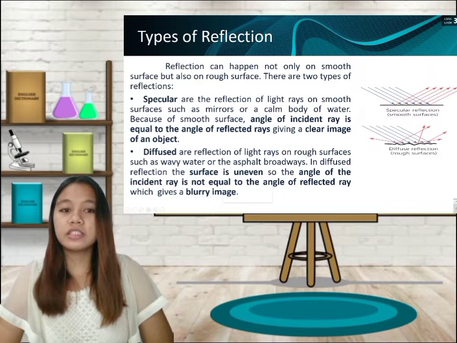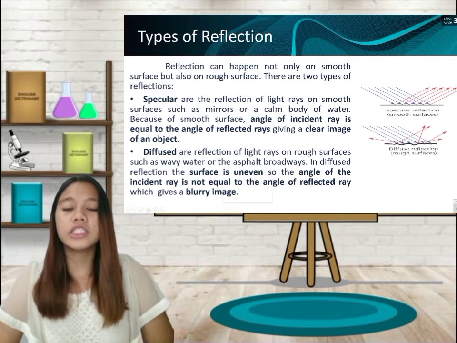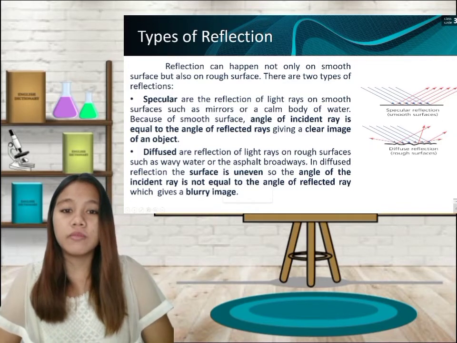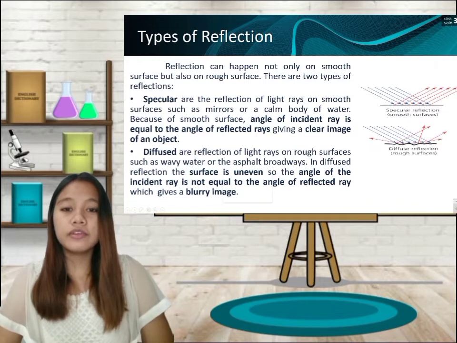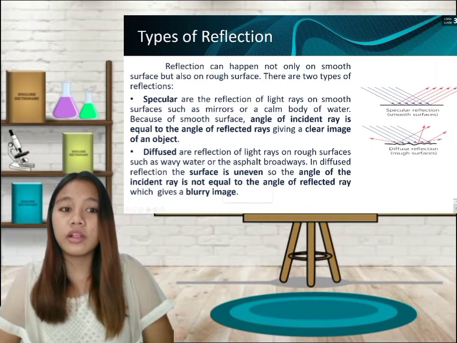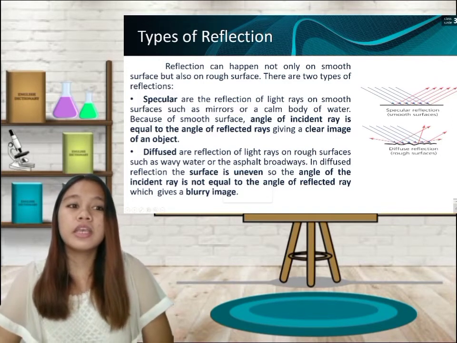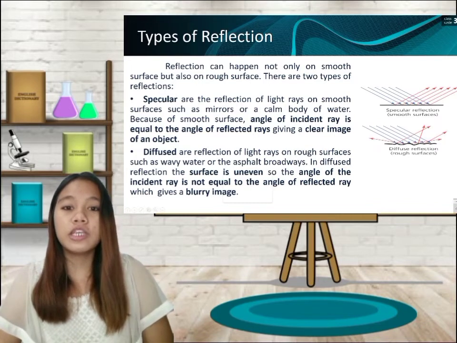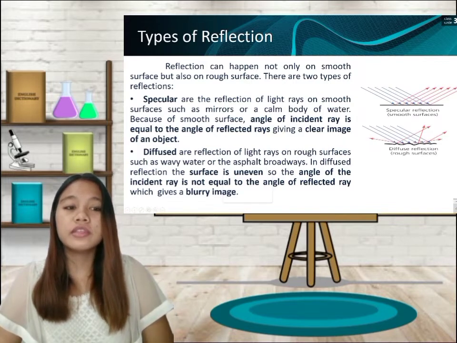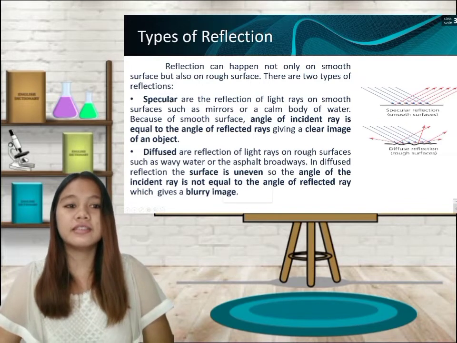Another type of reflection is diffused reflection, which is the reflection of light rays on rough surfaces, such as wavy water or asphalt roadways. In diffused reflection, the surface is uneven, so the angle of the incident ray is not equal to the angle of the reflected ray, which gives blurry images. As you can see in our picture, specular reflection shows equal angle of incidence and angle of reflection. On the other hand, in diffuse reflection, the angle of reflection is not equal to the angle of incidence.